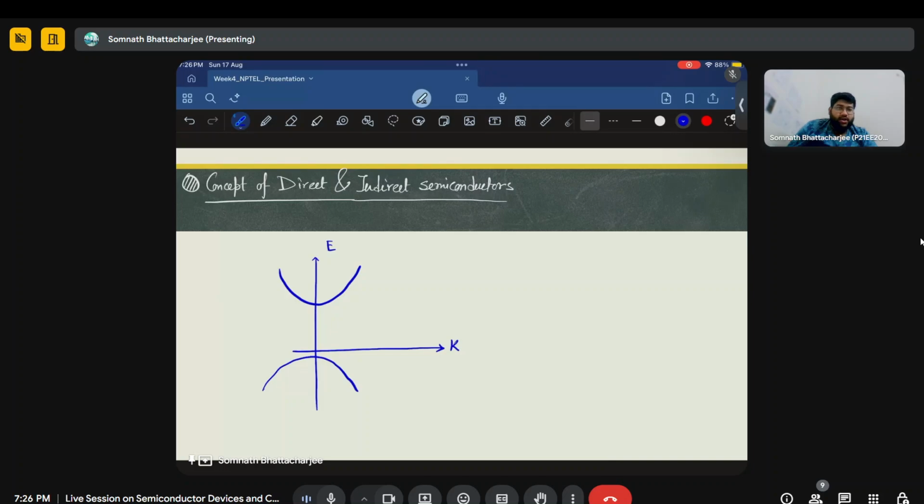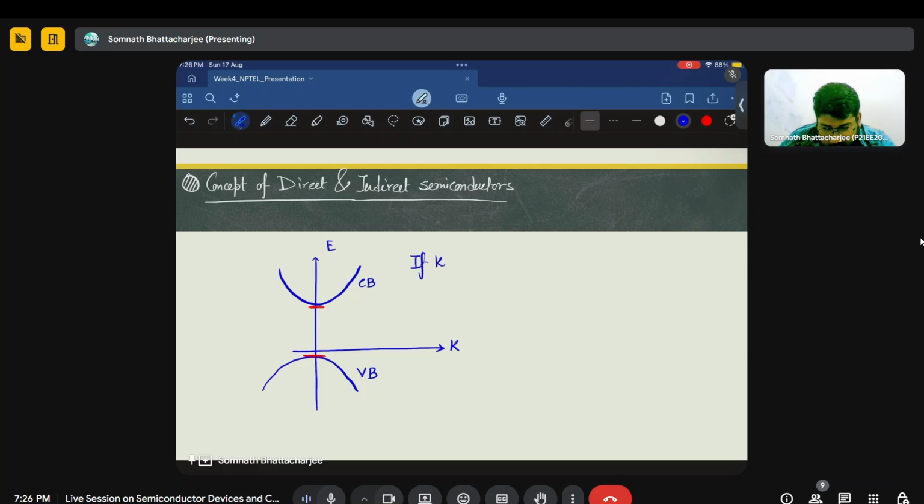In an energy momentum diagram, if the lowest point of the conduction band and the highest point of the valence band are both at the same value of k, that is the momentum value is the same, we can say that it's a direct band gap semiconductor. And if it's shifted towards the right or something, if the k value doesn't match, it is called an indirect semiconductor. So let me write it down.